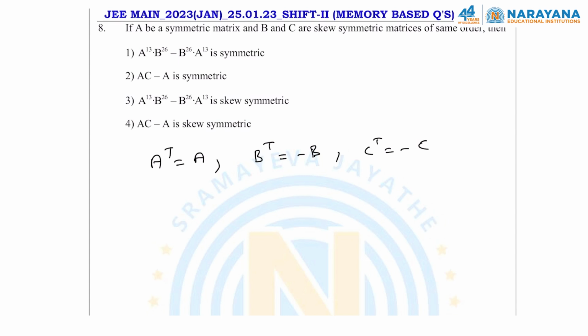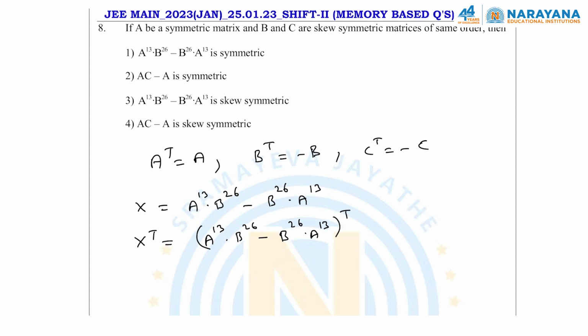Because if any matrix is symmetric, A transpose will be equal to A. If A is skew symmetric, then A transpose will be equal to minus A. Now let us take x equal to A power 13 into B power 26 minus B power 26 into A power 13. We have to check whether x is symmetric or skew symmetric. Now if I take x transpose, it will be (A power 13 B power 26 minus B power 26 into A power 13) whole transpose.